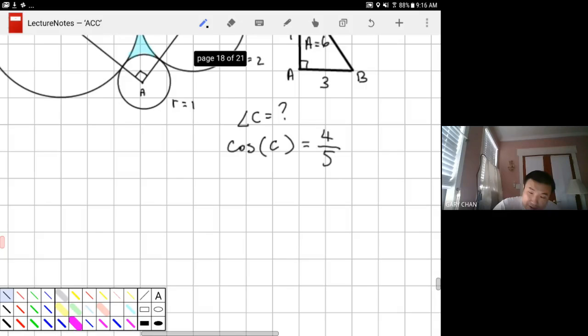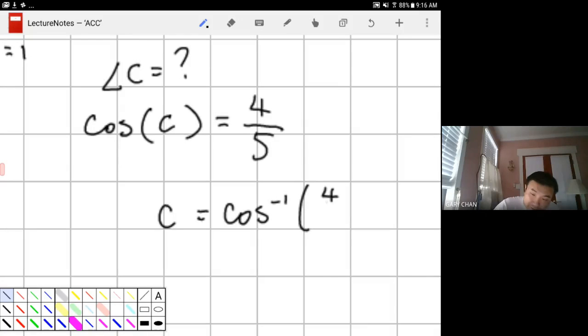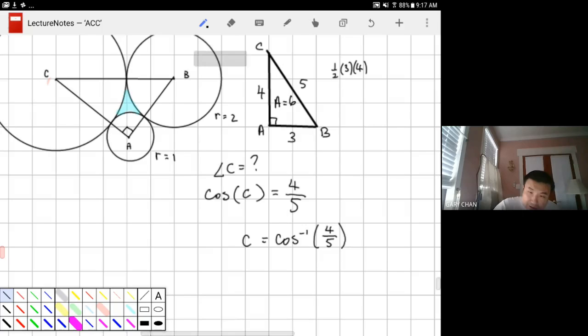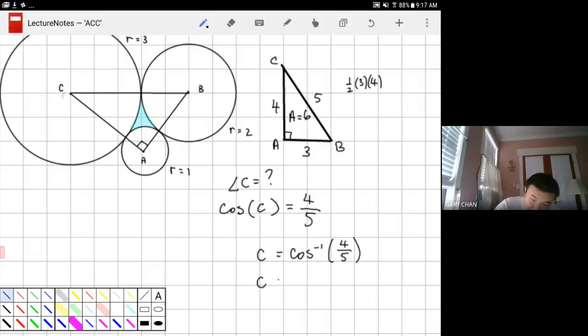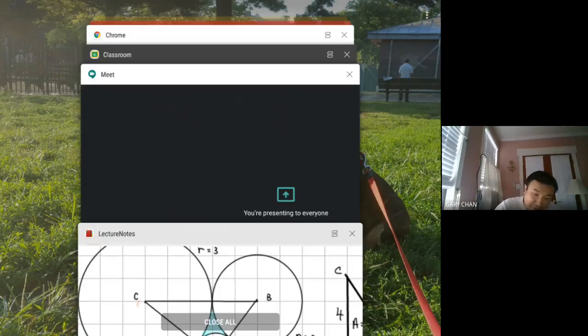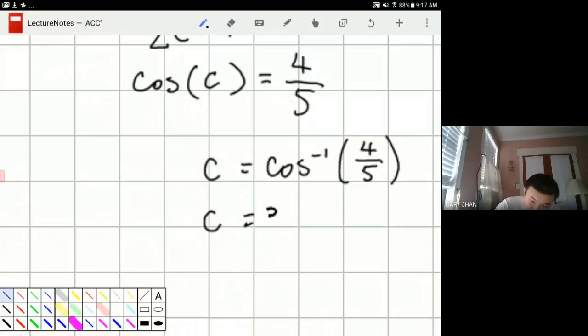What do we do to get C, to undo the cosine? There was something that we did. You invert it. Cosine to the negative 1. That's right. And the name for this was arc cosine. Remember that, guys? So C is equal to arc cosine of 4/5. Now we can find out what C is. We have to go to our calculator. I'm going to jump over to my calculator here, and you should too. 36.86989765. Okay.